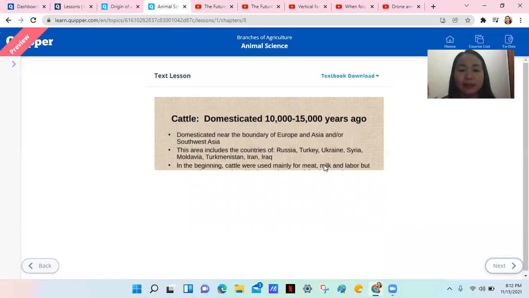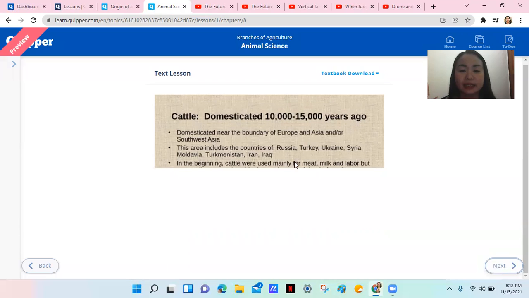And for cattle naman, it has been domesticated 10,000 to 15,000 years ago. Almost the same as sheep, but sheep was earlier. And it was domesticated near the boundary of Europe and Asia or Southwest Asia. So this includes the countries of Russia, Turkey, Ukraine, Syria, Moldavia, Turkmenistan, and Iran and Iraq. So they were used in the beginning mainly for meat, milk, and labor.